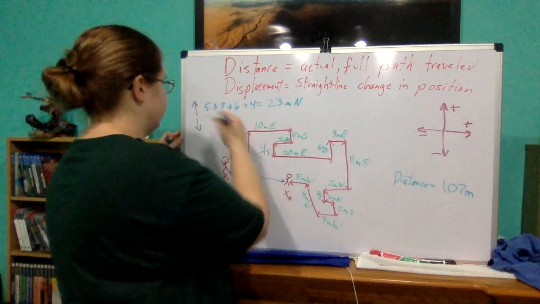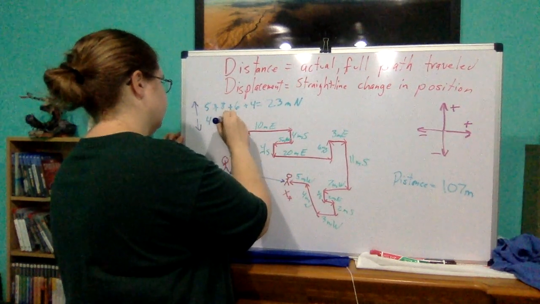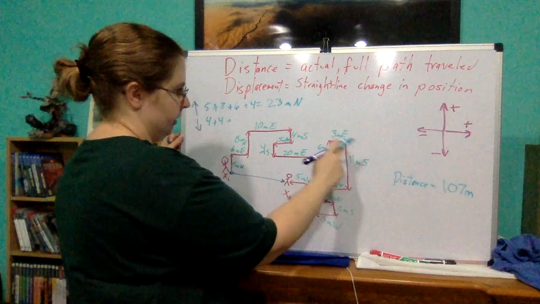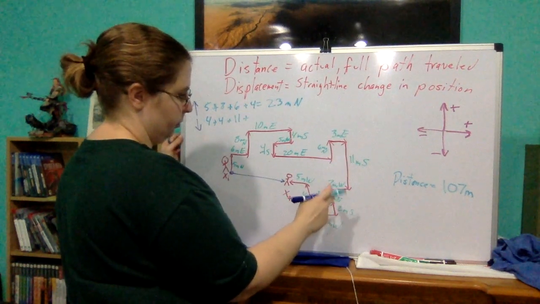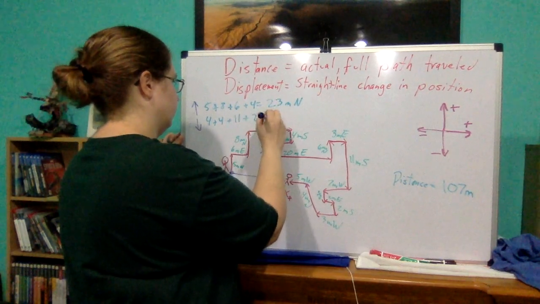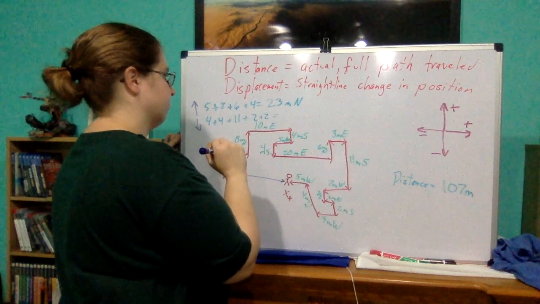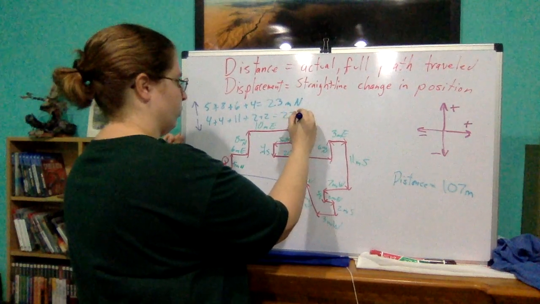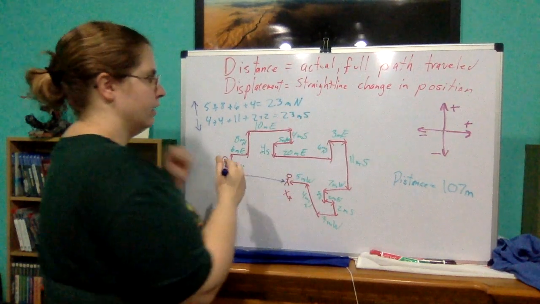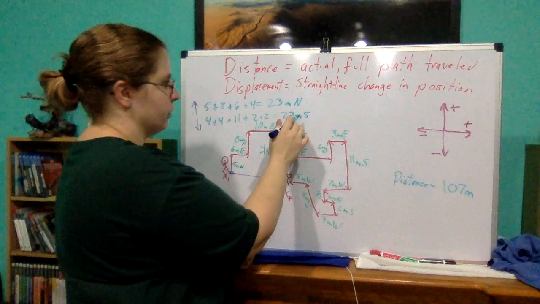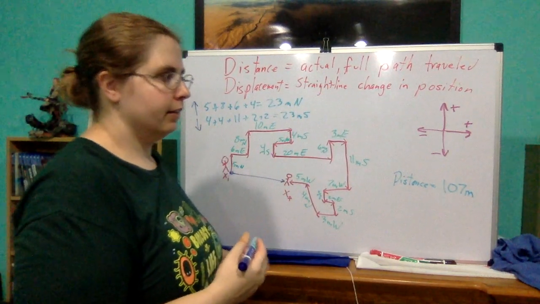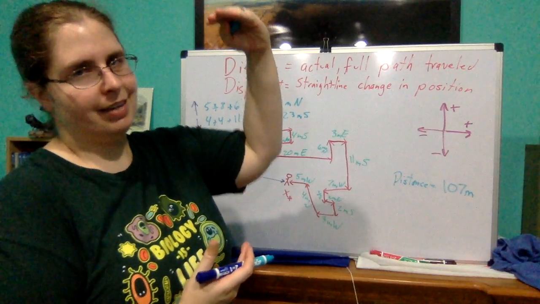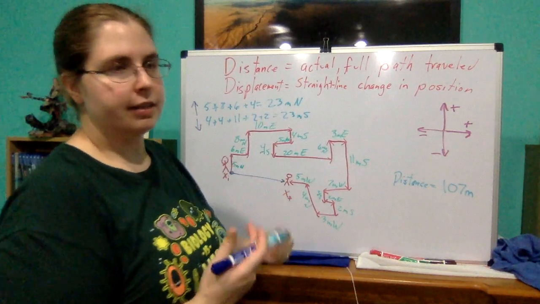We have 4 plus 4 plus 11 plus 2 plus 2 equals 23 meters south. Now, since this one's north and this one's south, they're going in opposite directions, so that tells me that I'm going 23 this way and then 23 back this way, that they should cancel out.